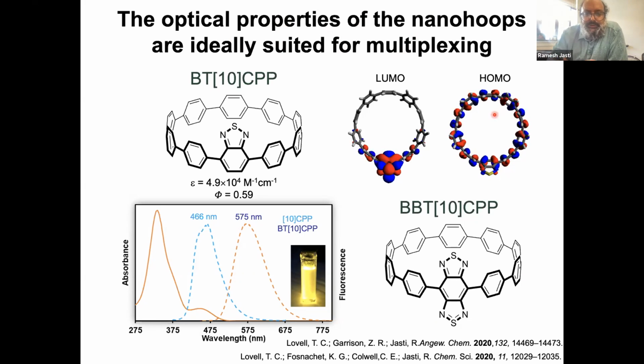So anyway, this is an example of being able to tune the emission, and also highlights the fact that nanohoops started out as a fragment of a carbon nanotube, but I actually think putting in other types of aromatic units and making new types of structures that way actually is quite interesting for applications.